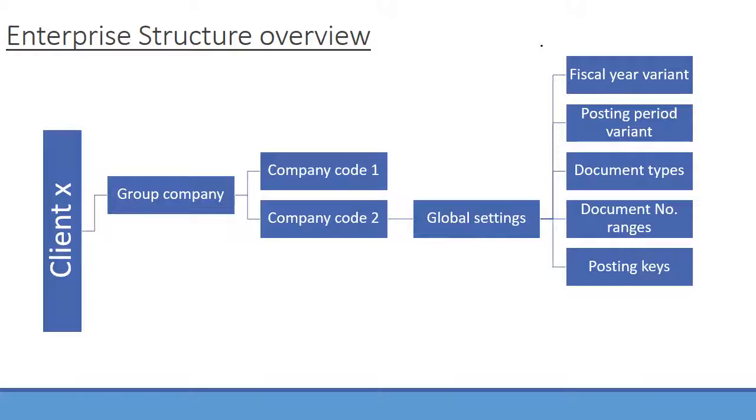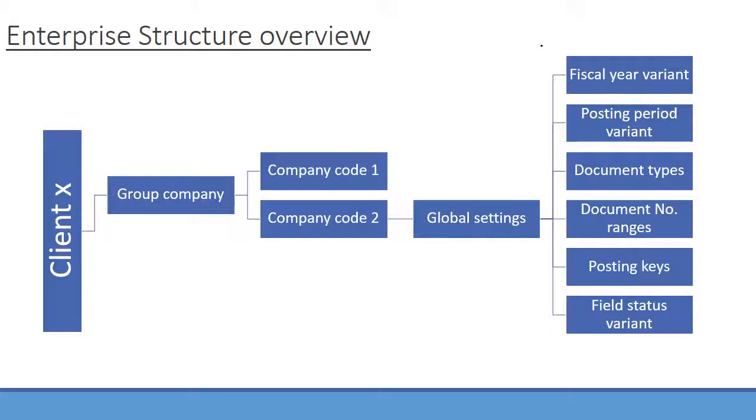Posting keys will decide which side of the transaction the posting is made, either debit or credit. The field status variant decides the look of the screen, that is, the data entry options that are available for the fields that are seen on the screen. These are classified as suppressed, display, required and optional settings.